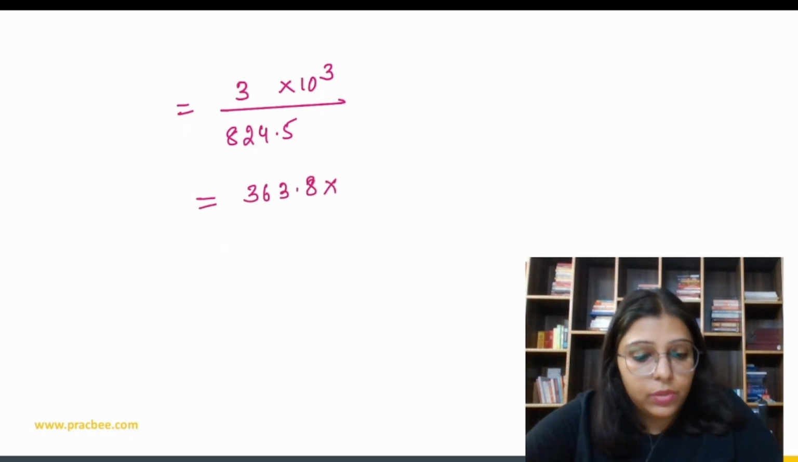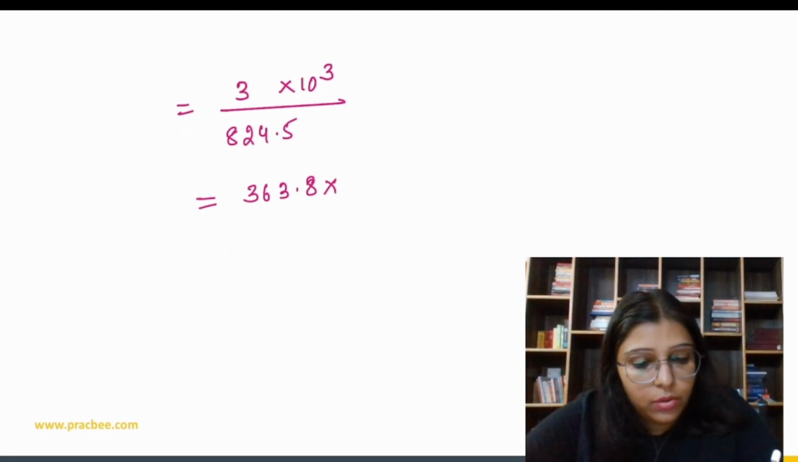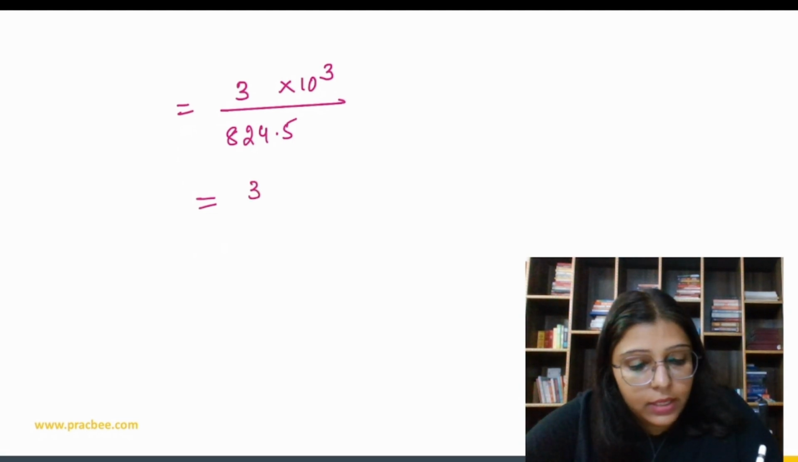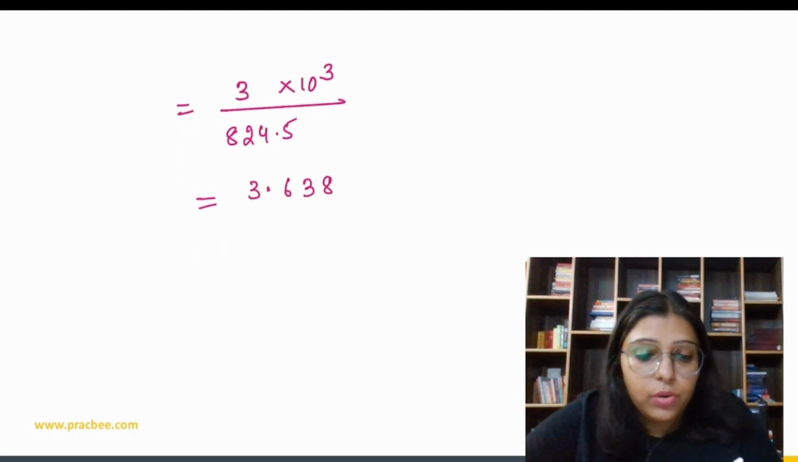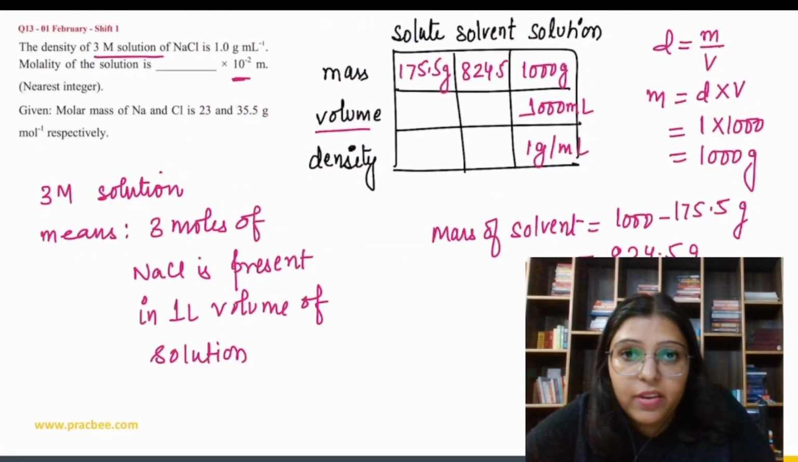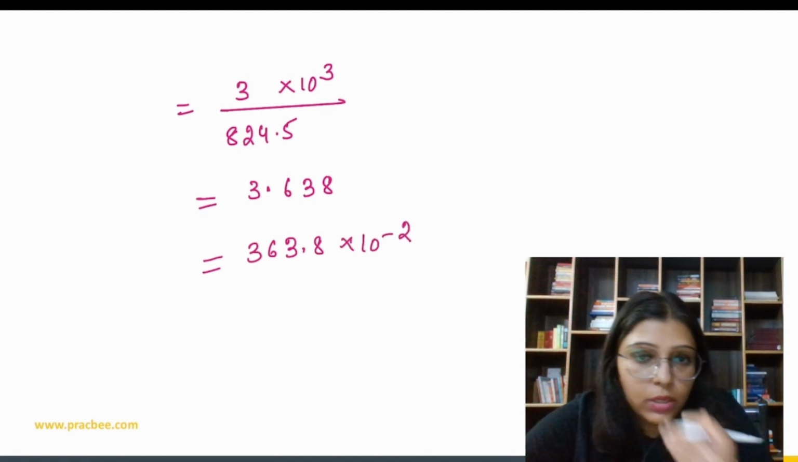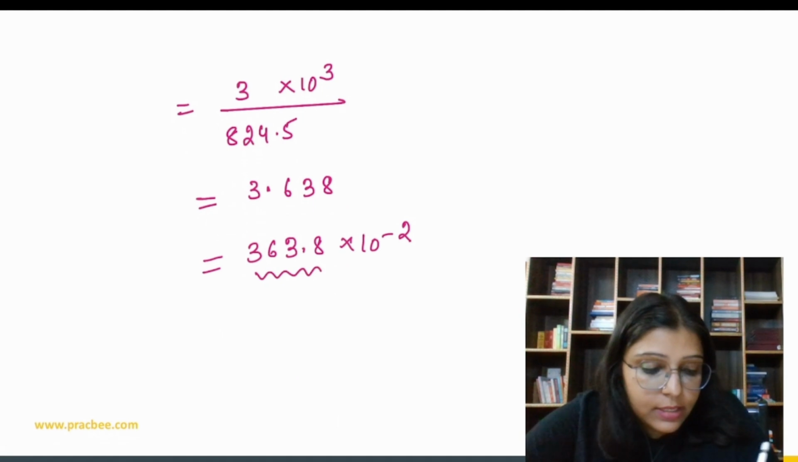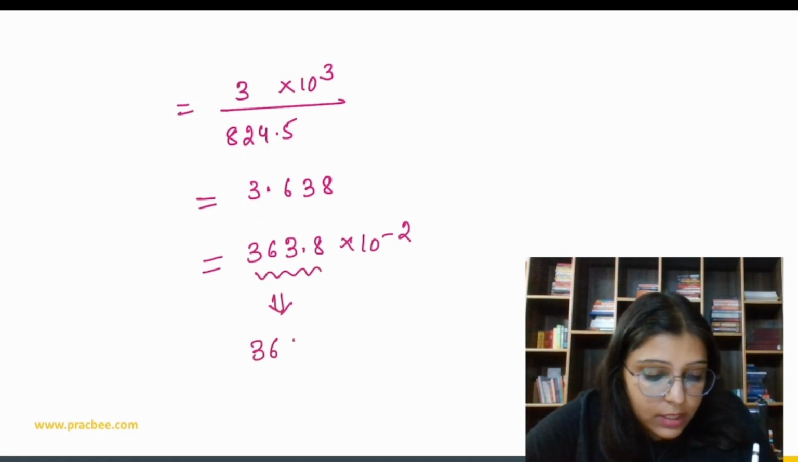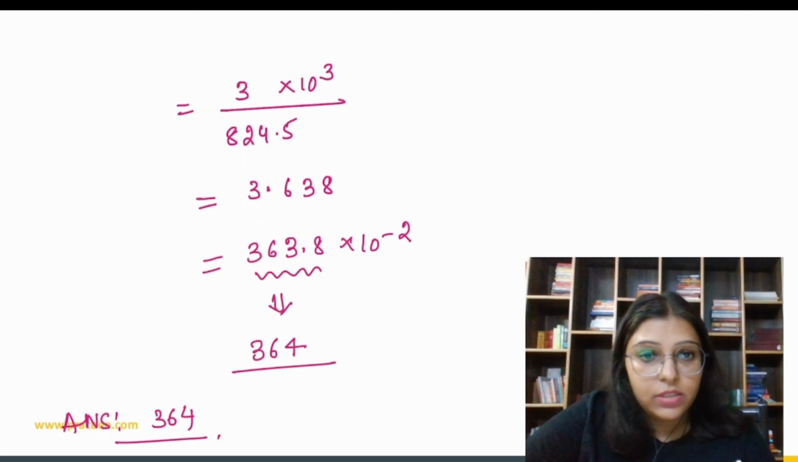On solving, we get 363.8, or we can say we get 3.638. We have to report this in 10 to the power minus 2, so we can convert this as 363.8 into 10 to the power minus 2. In the nearest integer we have to report this number as 364. So the answer of this question is 364.